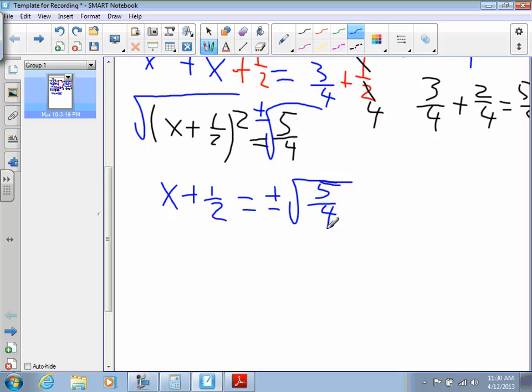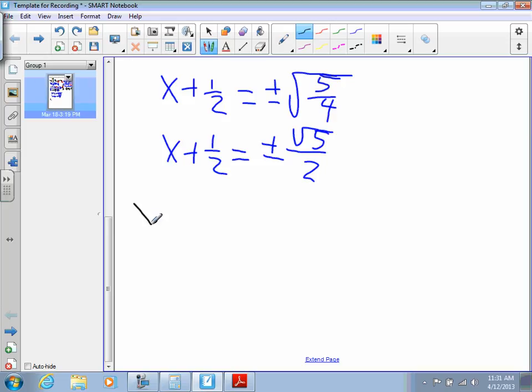Okay, so let's see, we can simplify this a little bit. x plus 1/2 equals plus or minus, since 4 is a perfect square, the square root of 5 over 2. And my minus went away on me. Let me fix that. So now we can break this into two equations.